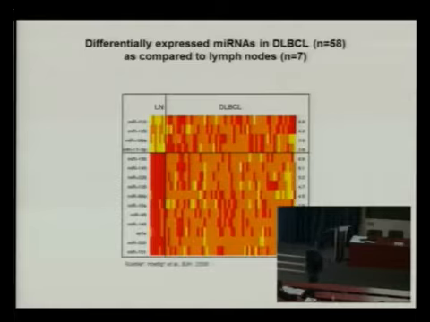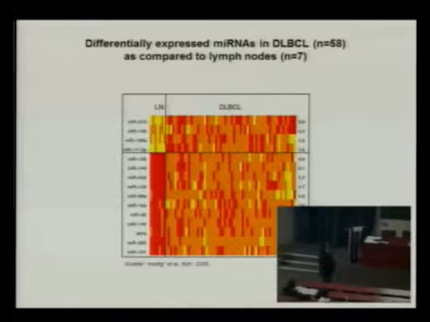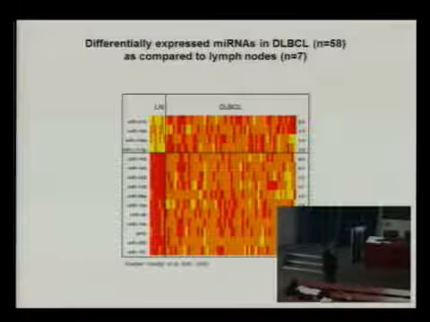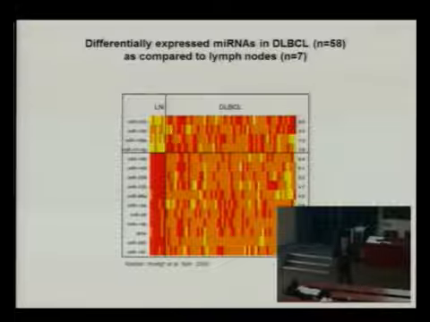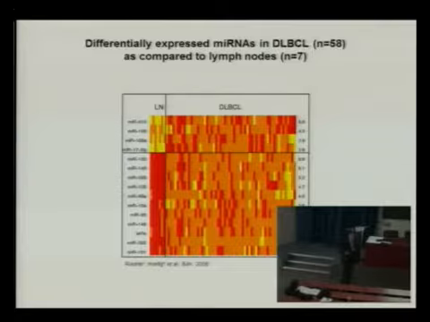Here you can see a heat map of 57, 58 diffuse large B-cell lymphomas and 7 lymph nodes. And you see that only 4 microRNAs are upregulated and all the others are downregulated in diffuse large B-cell lymphomas. And this makes sense because if there's dedifferentiation and microRNAs are involved in differentiation, then you would expect that in tumors most of the microRNAs are downregulated.